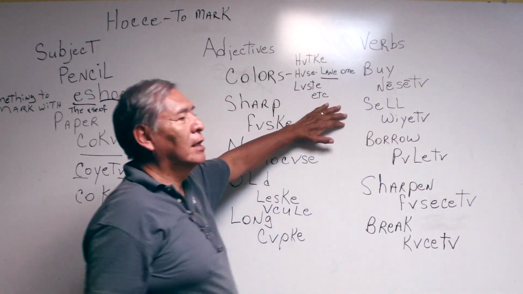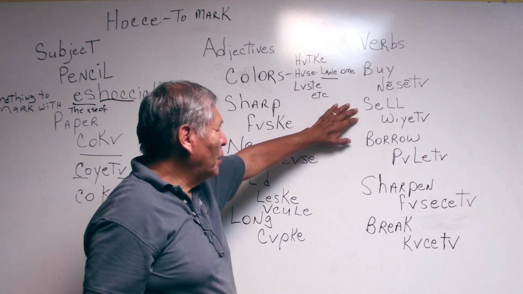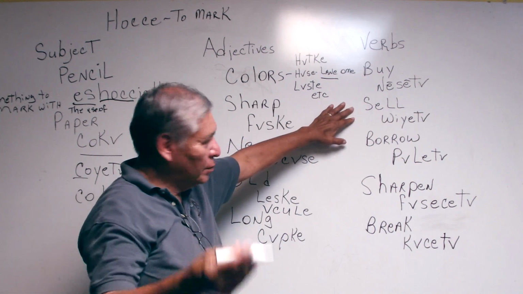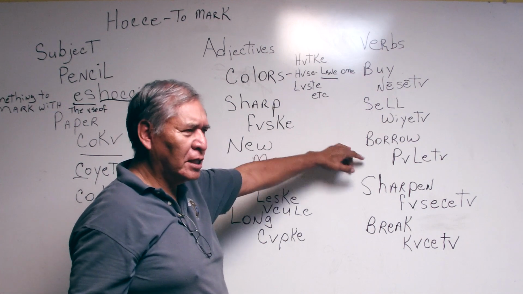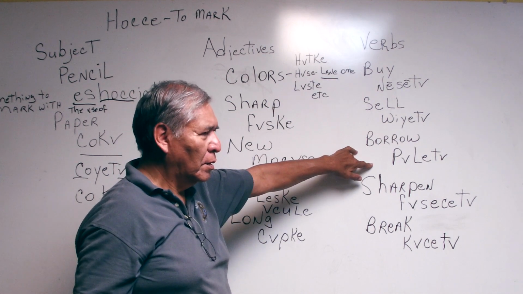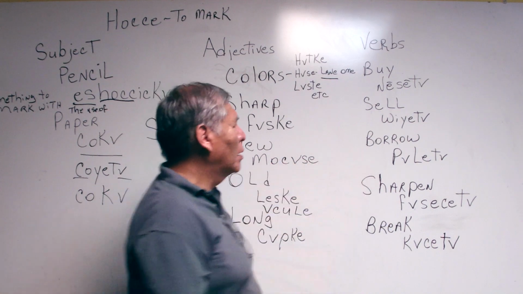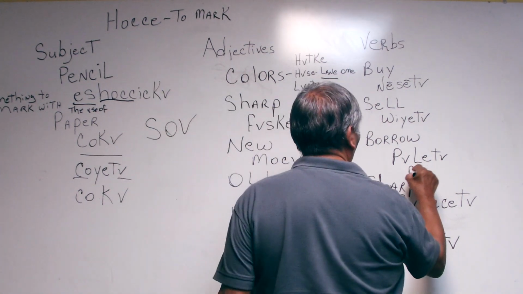Let's do that, Nishida. And then if you sell a pencil, Wayida, to sell, means to sell. If you borrow, Palida. Is that short from? No, actually, Polga is short for Palida. Okay, Polga. Yeah.